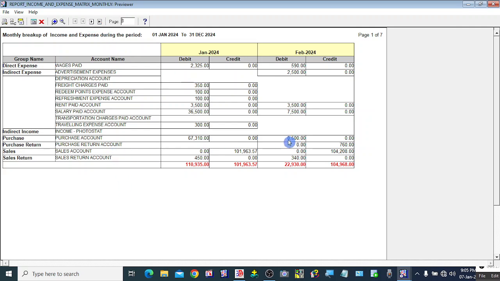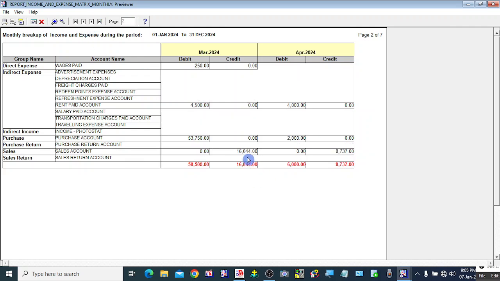Here in the sales we can see in the month of January the sales was 1 lakh 1963, and in the month of February it is 1 lakh 4208. So in this way, on each month we can compare all your ledger positions, or how much receivables or how much income and expenses were incurred during the date range that we have entered. We can compare on a monthly basis.